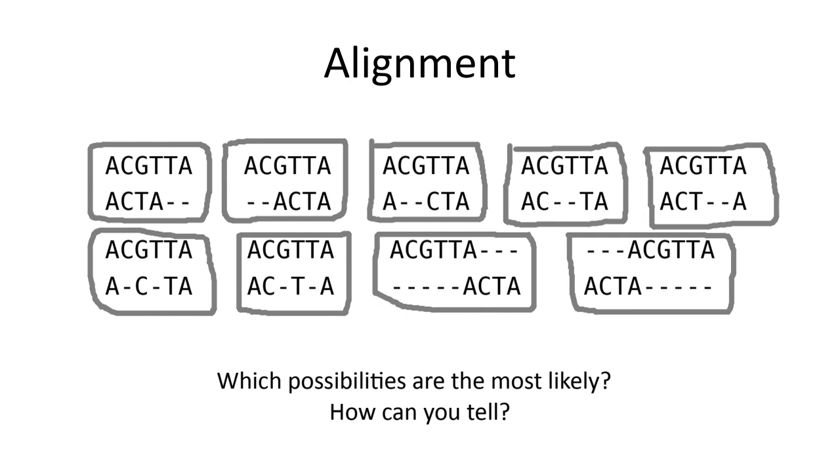So we can view this as 1, 2, 3, 4, 5, 6, 7, 8, 9. This is 9 different hypotheses for what changed between these two sequences. The question on the slide is, of all these 9 different hypotheses, which hypothesis is the most likely? And how can you tell?